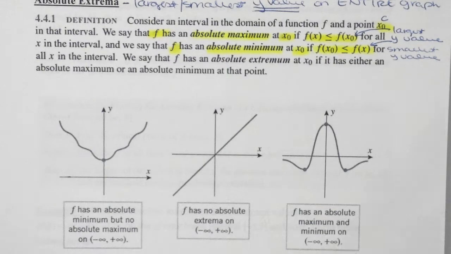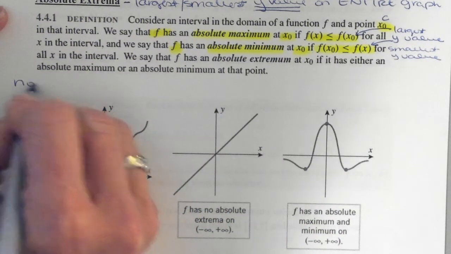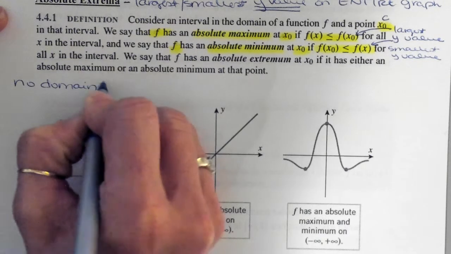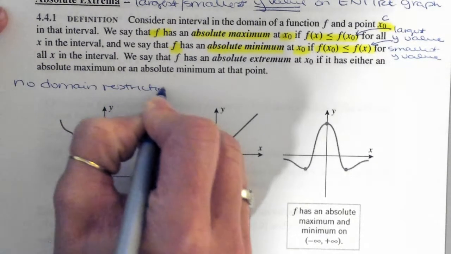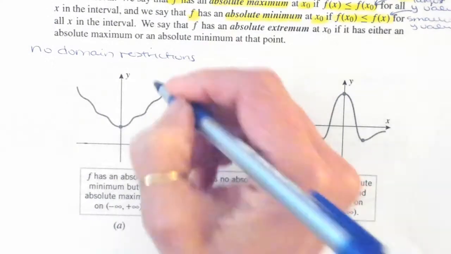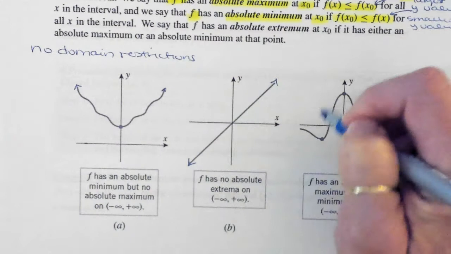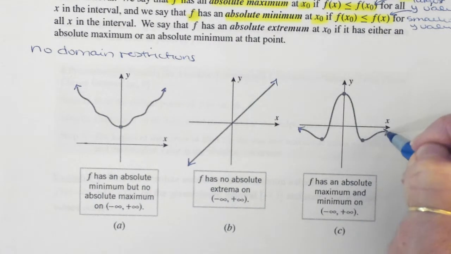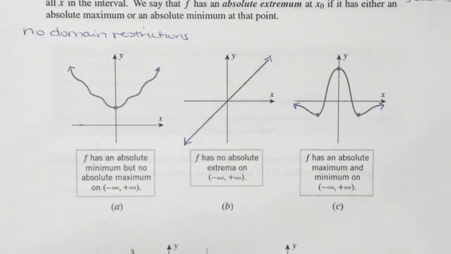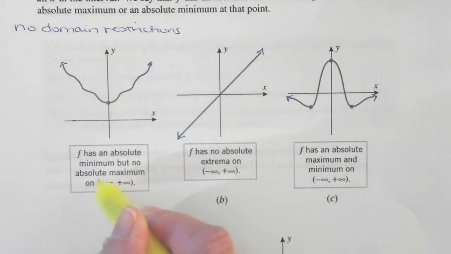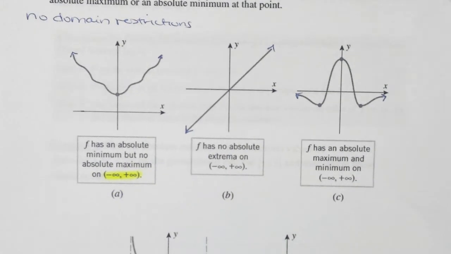Okay, so these first three graphs basically have no domain restrictions. If you look at these graphs, it is implied that there's an arrow here and here, as well as here and here, and here, and here. It's implied, but I'm telling you that it's there, so that way I don't have to imply anything. And what we're basically saying is that f has an absolute minimum, but no absolute maximum, and the interval that you're looking at is from negative infinity to positive infinity.